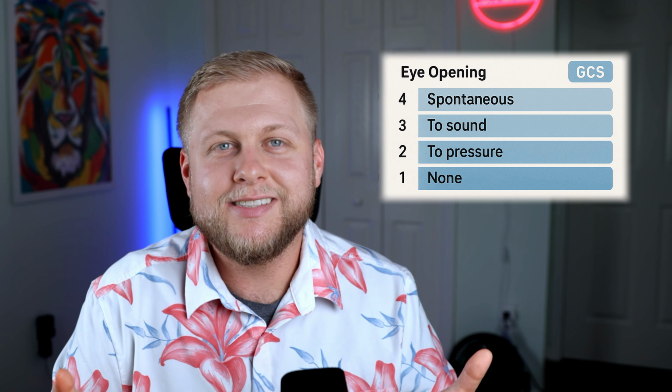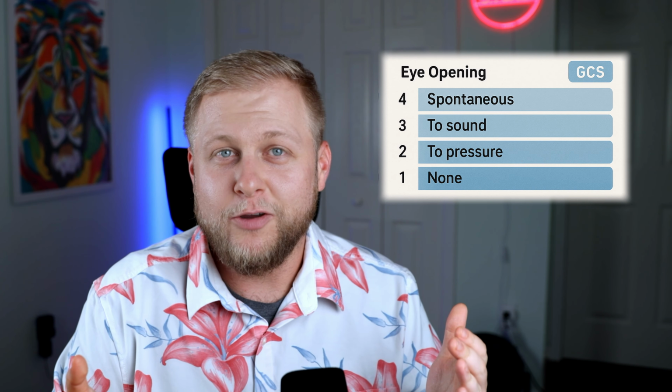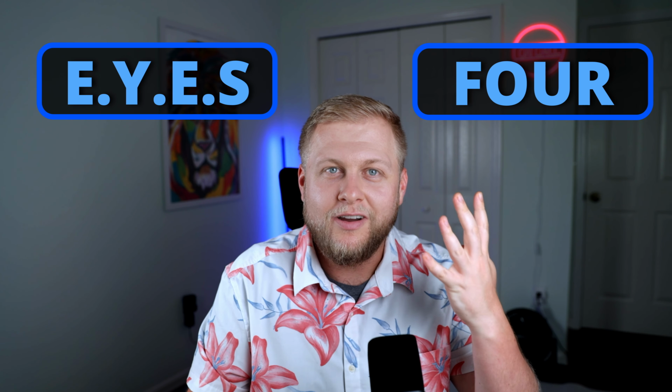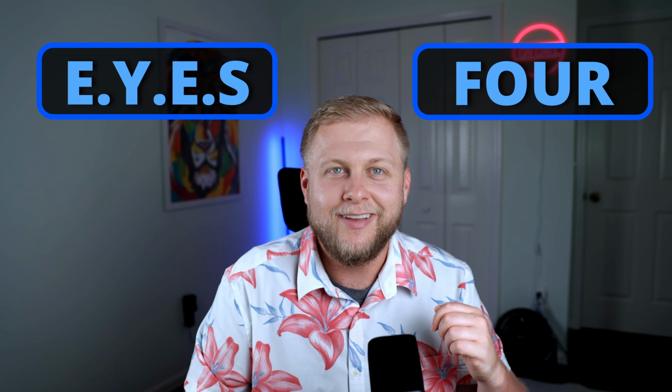So what's our first scale? Well, it's going to be eyes. So eyes is scaled on a 1 to 4 scale. How do you remember it's only 4? Well, eyes is 4 letters, so it's only 4 scores that you can possibly get. A 4 out of 4 is going to be spontaneous. What does that mean? Well, if I walk into the room and the patient looks up at me, that's a spontaneous eye score. As we go down the list, it gets a little bit more complicated.